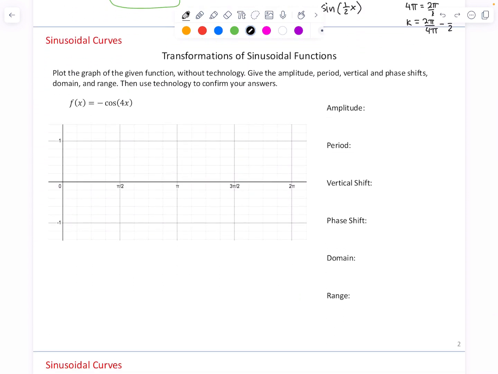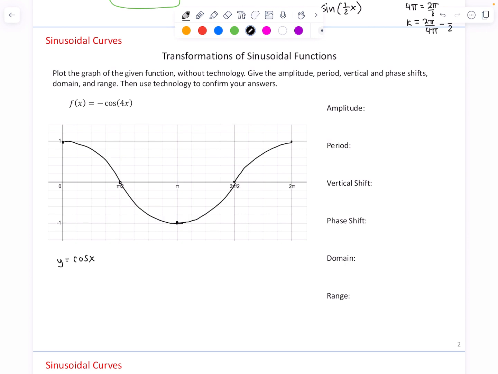Plot the graph of the given function without technology. Give the amplitude, period, vertical and phase shifts, domain, and range. Then use technology to confirm your answers. Okay, it is clear that the parent graph is cosine of x. Cosine of x begins at (0, 1), goes through (pi/2, 0), (pi, -1), (3pi/2, 0), and (2pi, 1). So this black graph is y equals cosine of x, our parent graph.